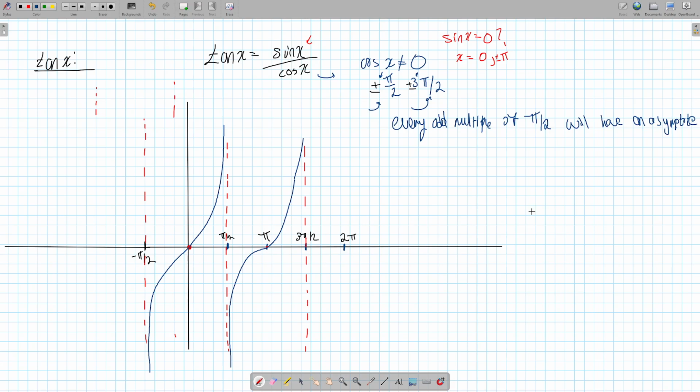So what do we need to know about tan x? Tan x has an asymptote at every odd multiple of pi over 2. I wrote it here. You need to know this, okay? Is there anything to do with a, b?